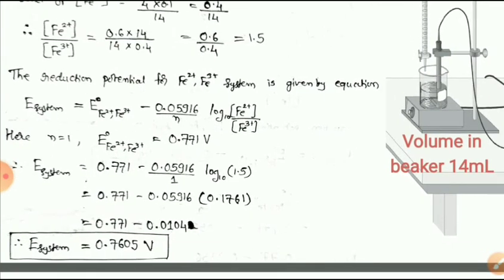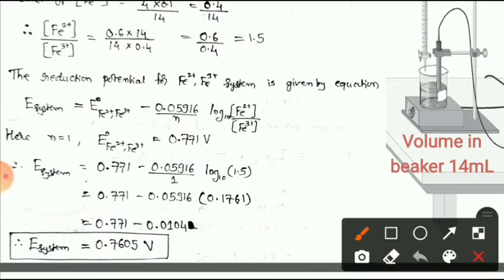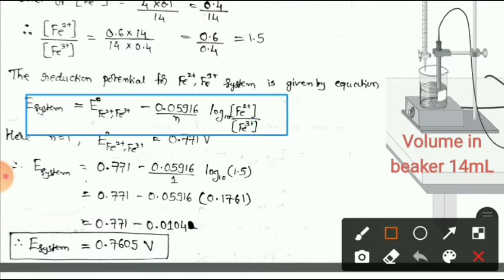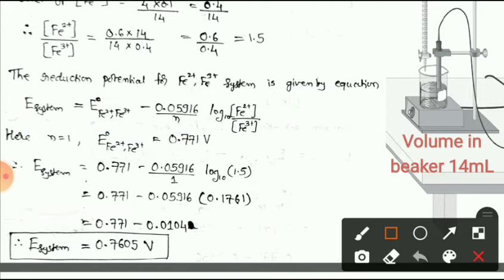Now after taking the ratio, it's time to calculate the reduction potential of the system, which is given by the Nernst equation, that is E system equal to E0 minus 0.05916 divided by n into log of the concentration of Fe2+ upon Fe3+. Here the value of n is 1, and the standard potential E0 for the system is 0.771 volt.